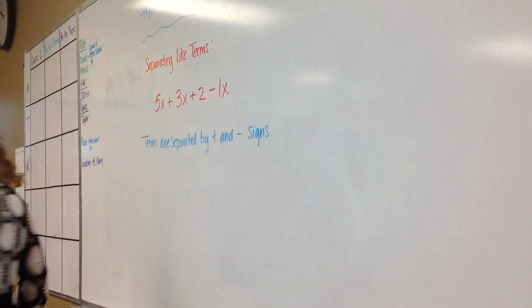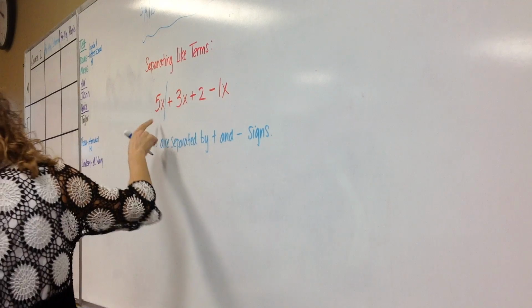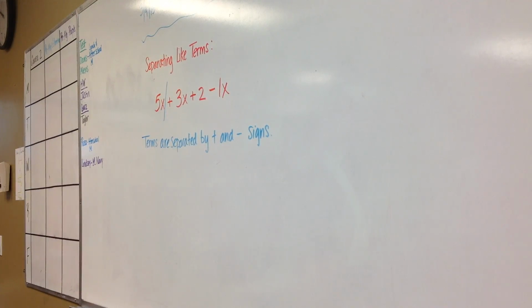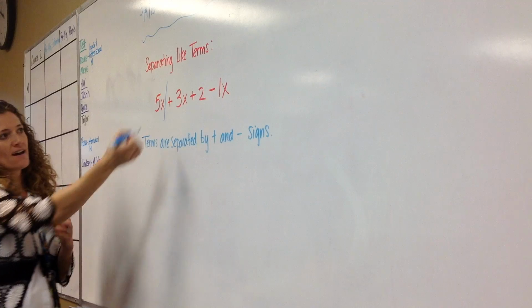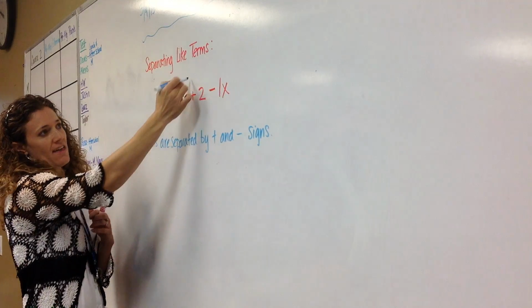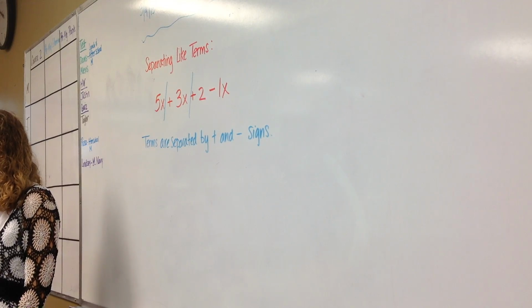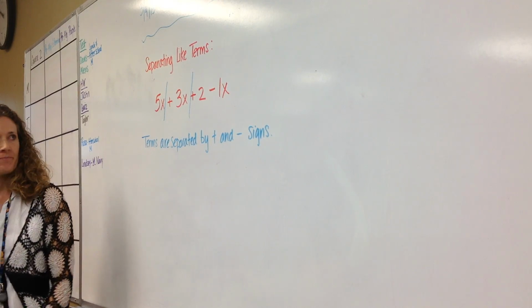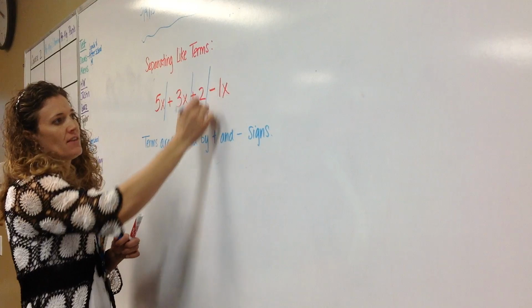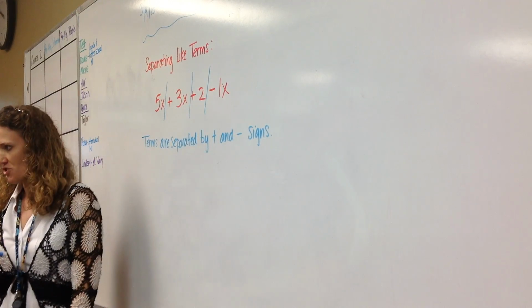Okay, so this is a term. 5x is a term. Okay? Now, this plus sign goes with that 3x. That's a plus 3x. That's a term. However, you should be writing this down. I did. Okay? This is my next term.